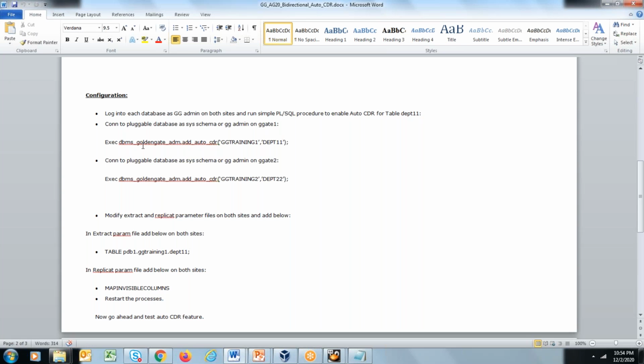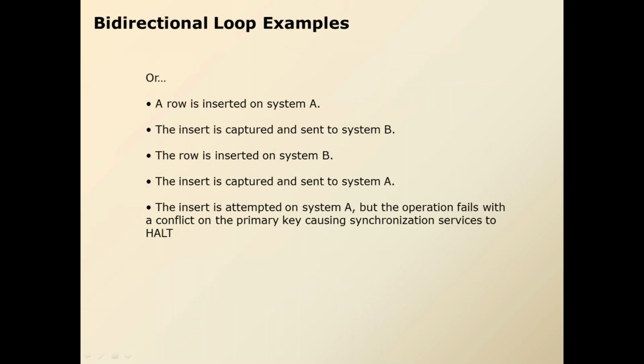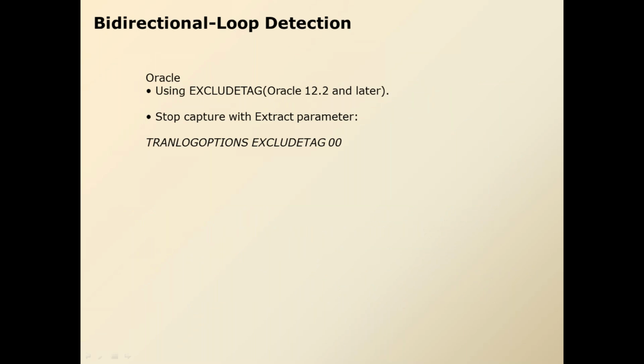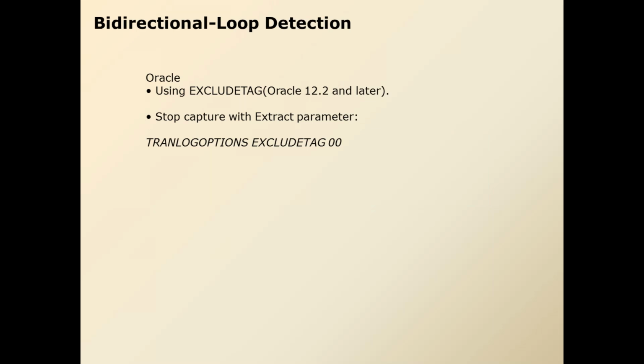Okay, so bidirectional configuration in GoldenGate, as I told, is nothing but two-way unidirectional with some considerations. Those considerations are looping and conflict. To handle the looping, use this TRANLOGOPTIONS EXCLUDETAG 00. And to handle the conflict, you can use the auto CDR feature if you are using GoldenGate version 12.2 and the Oracle database version is 12.2 or greater.